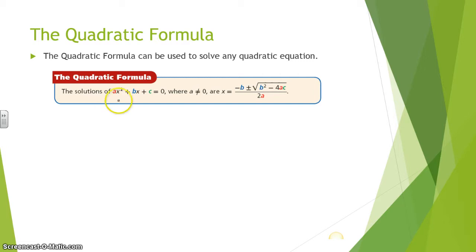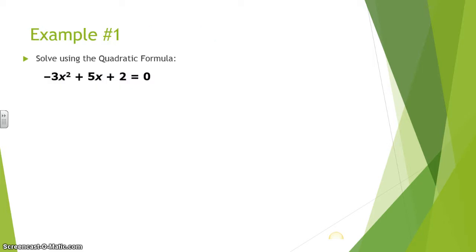Remember, when you have a quadratic function, it's in the form of ax squared plus bx plus c, and you're using the formula here with your quadratic equation to help you find your x values or your zeros. So let's just get started right away with some examples using the formula.